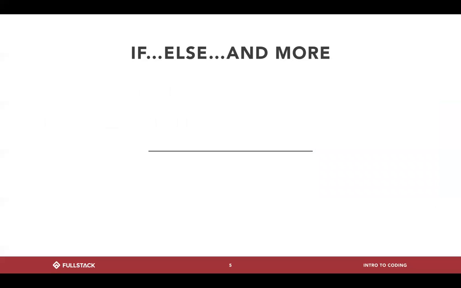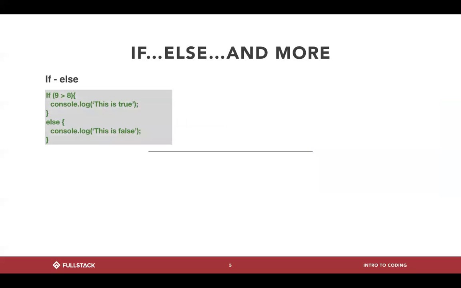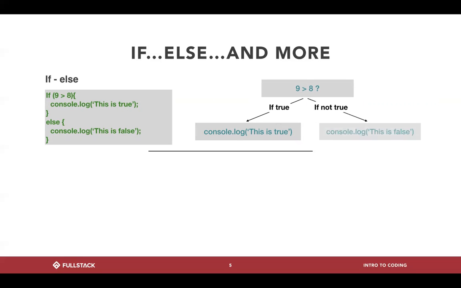So if, else, and more. We have if, else. We can do if 9 is greater than 8, console log out, this is true. Else, console log out, this is false. So we have an if-else relationship. In this case, 9 is greater than 8. So we have this fork, this path that runs off of if true, do this: console log, this is true. Else, if not true, console log out, this is false. So we have a single fork in the road. You can go either one of two ways.